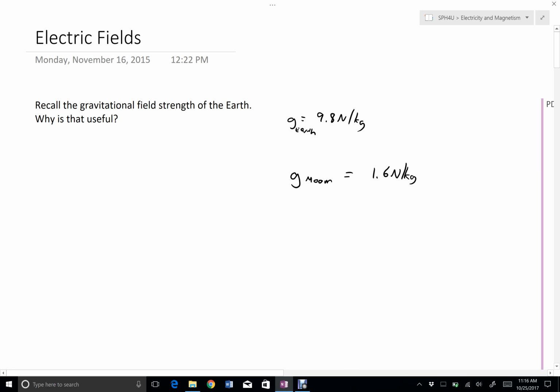So I guess what I want to ask is, why are those numbers useful? What do those numbers tell you? If you think about it, what it tells you is, regardless of what it's acting on, the force of gravity on the Earth is going to be greater than the force of gravity on the Moon. So in a sense, this g tells you how much gravitational force we have the potential to have. The potential for gravitational force.